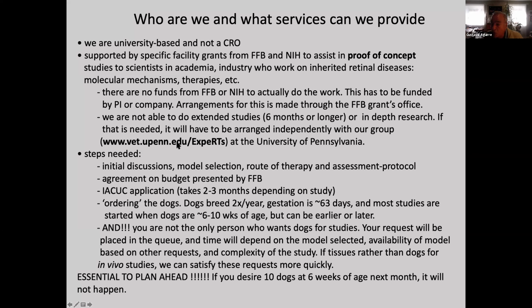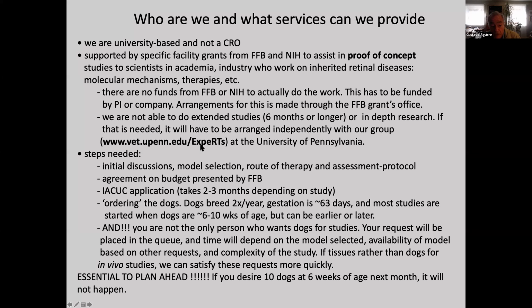We're also not able to do your research. If you decide, oh, I'd like to do 10 different things on this, this is a great project, wonderful, we're happy to do it, but not through this agreement. This would have to be done separately through the University of Pennsylvania. And obviously there, the cost goes up.